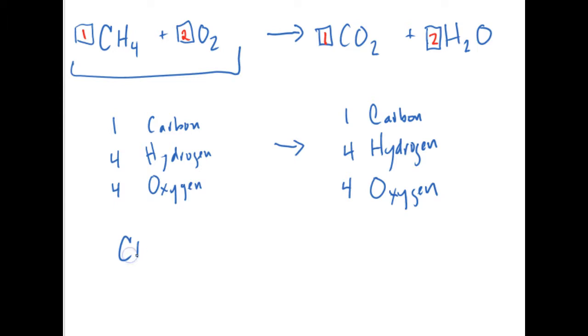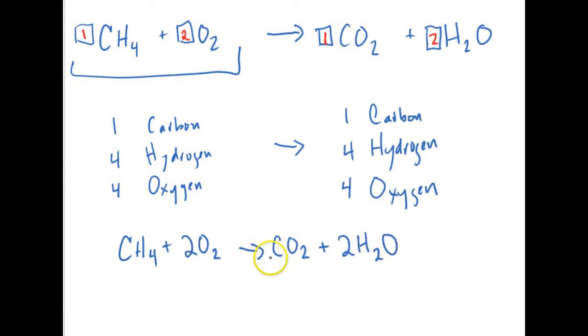This is the way I would write it: CH4 plus 2O2 yields CO2 plus 2H2O. I don't put the 1s in here. If there's no number, if there's no coefficient, it's implied that it's 1.